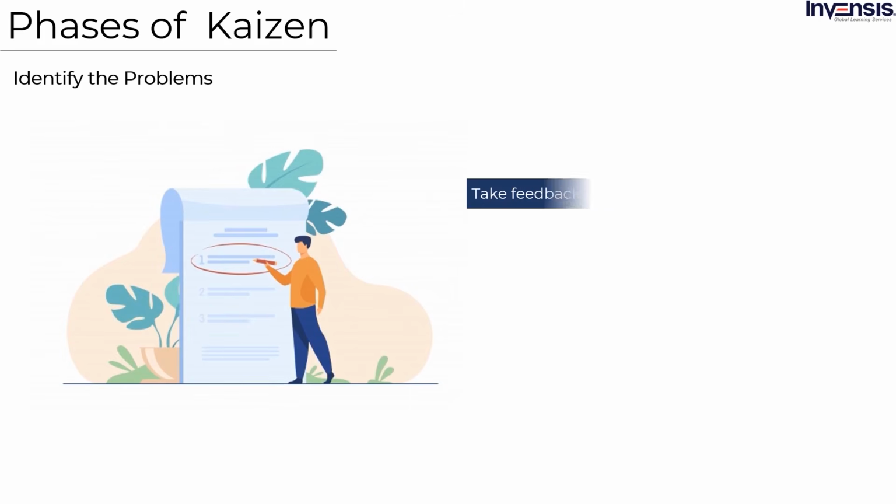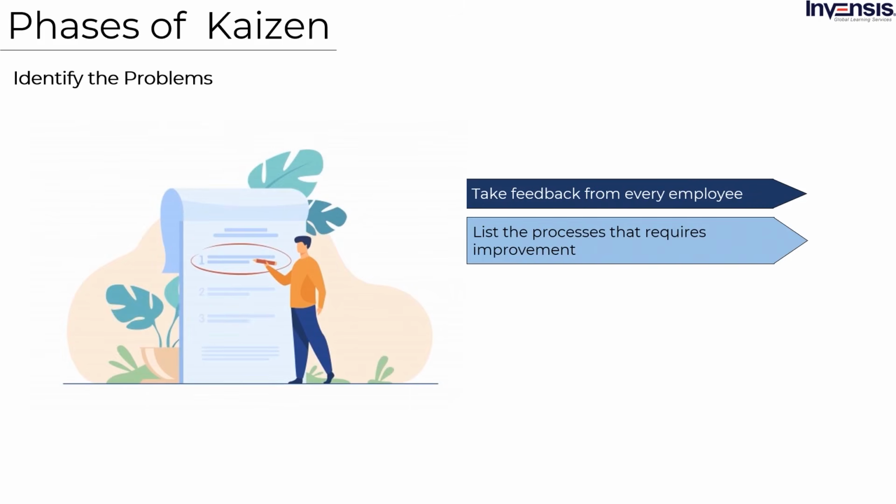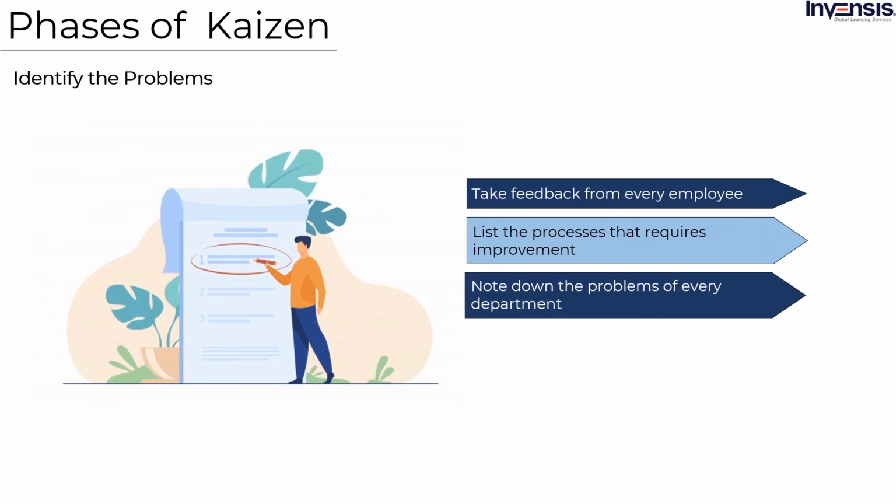Now, let us understand each of these steps in detail. The first step is identifying the problems. For this, you need to take feedback from every employee present in your company. Then, list out all the processes within the organization that require improvements. These problems may be from the customer service department, the production department, the finance department, or any other place where improvements are necessary. You can list out the problems and issues in a to-do list.